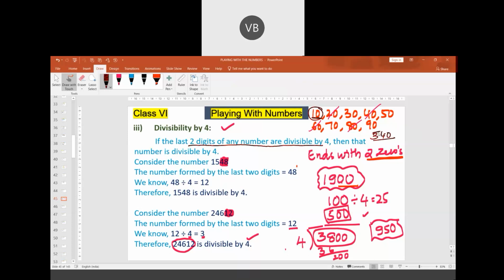540 is divisible by 4. 640 is divisible by 4. 840 is divisible by 4. Sir, I have a doubt. Yes, Vinny, what is the doubt?